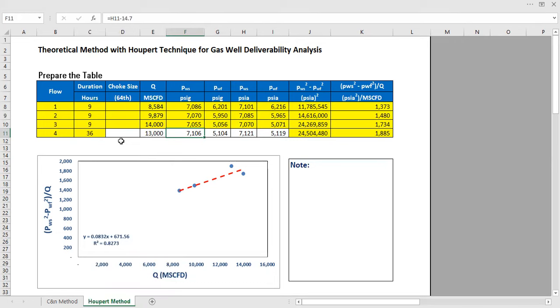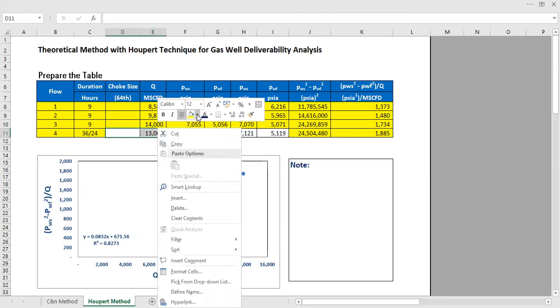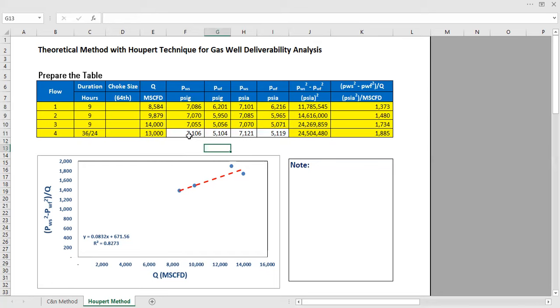For example, I shut my well in for 24 hours. So let me type in like this, to represent 36 hours of flowing and 24 hours of shut-in. Okay, you can design your table as per your preference. All right, for example, the flowing period gives me 13,000 MSCFD, and I measure the static bottom hole pressure during the shut-in, 7,121, and the flowing period gives me flowing bottom hole pressure of 5,119.